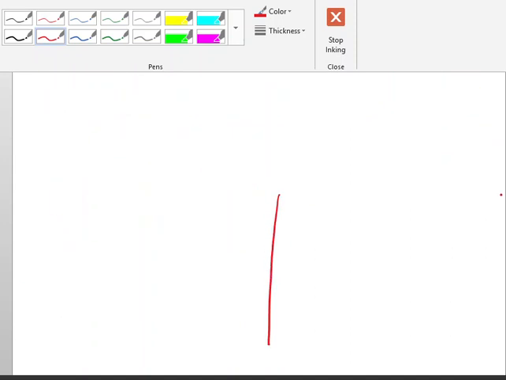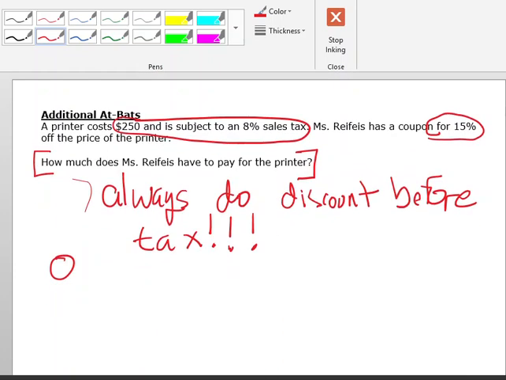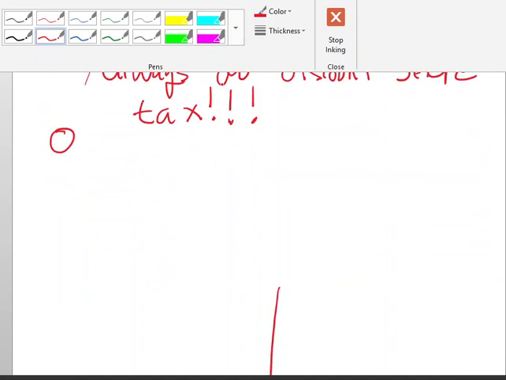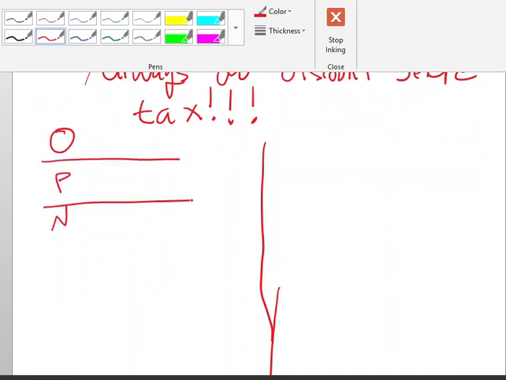Here we go. Oops, sorry. All right, my OPN chart here. My original here that I paid for my printer was $250. The original price of the printer was $250. It's not what I paid. I have a coupon for minus 15%. So my new price is my question mark. I don't know that.